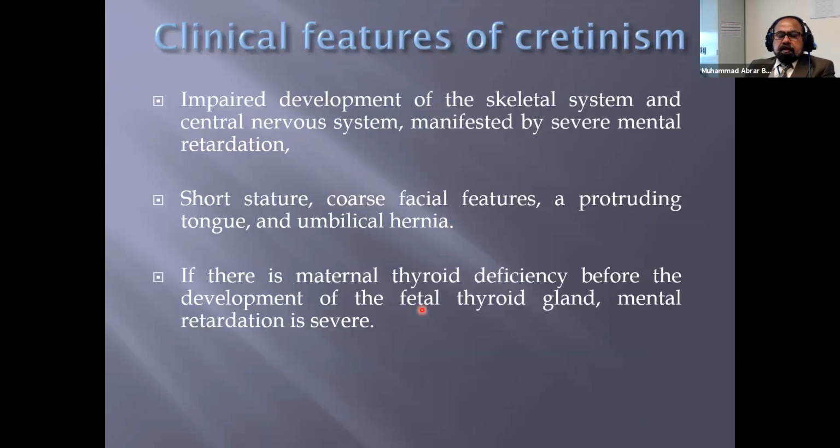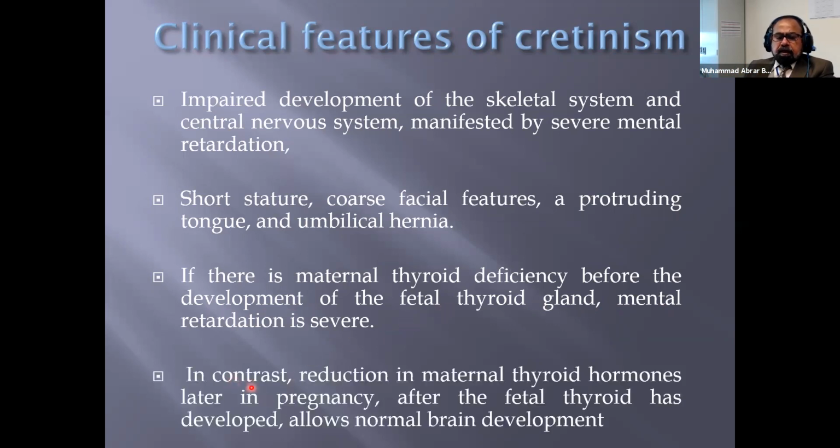If there is maternal thyroid deficiency before the development of the fetal thyroid gland, while the child is in utero, the mental retardation is severe. For example, if a pregnant woman has hypothyroidism and the baby inside has not yet developed its own thyroid gland, the mental retardation will be more severe.